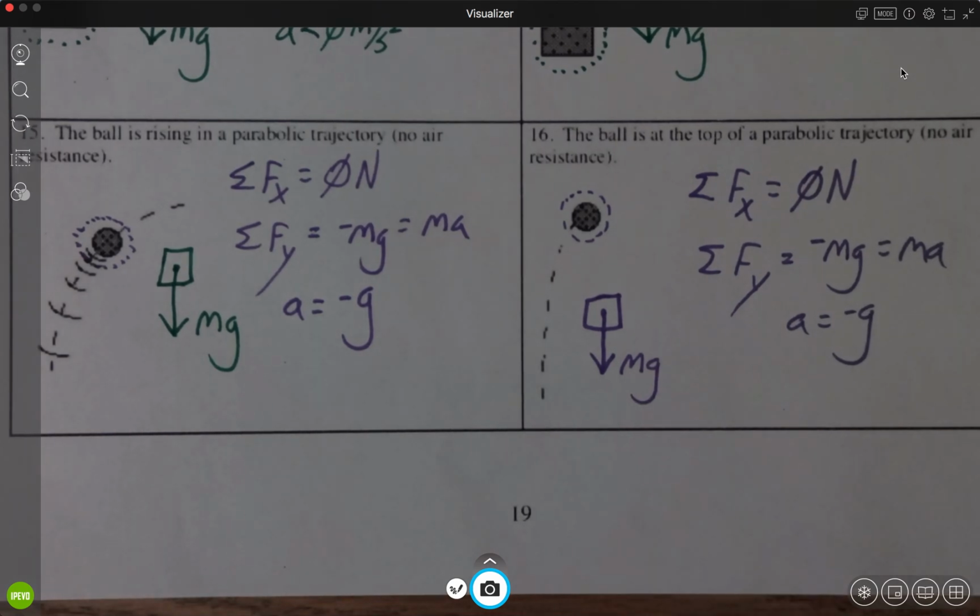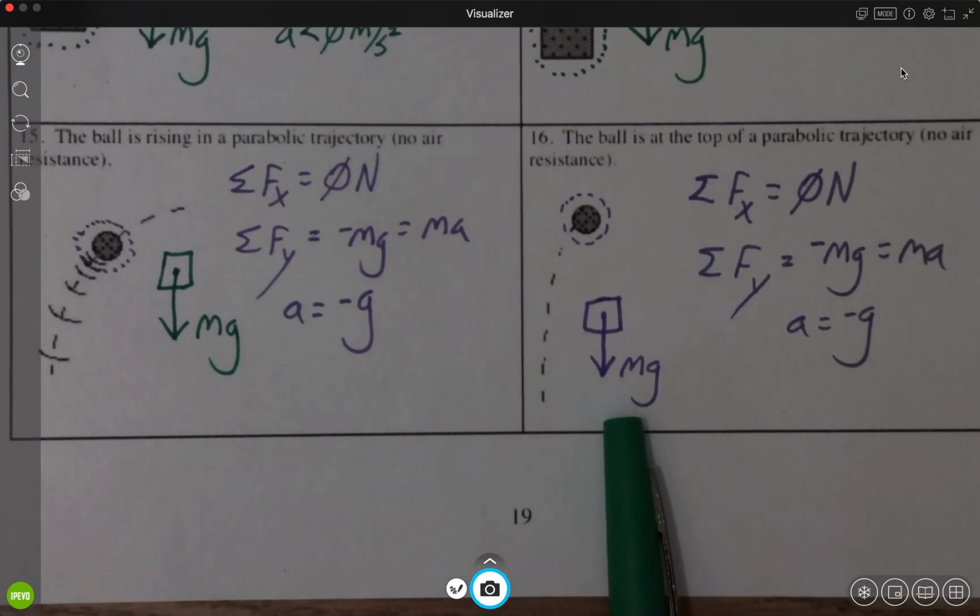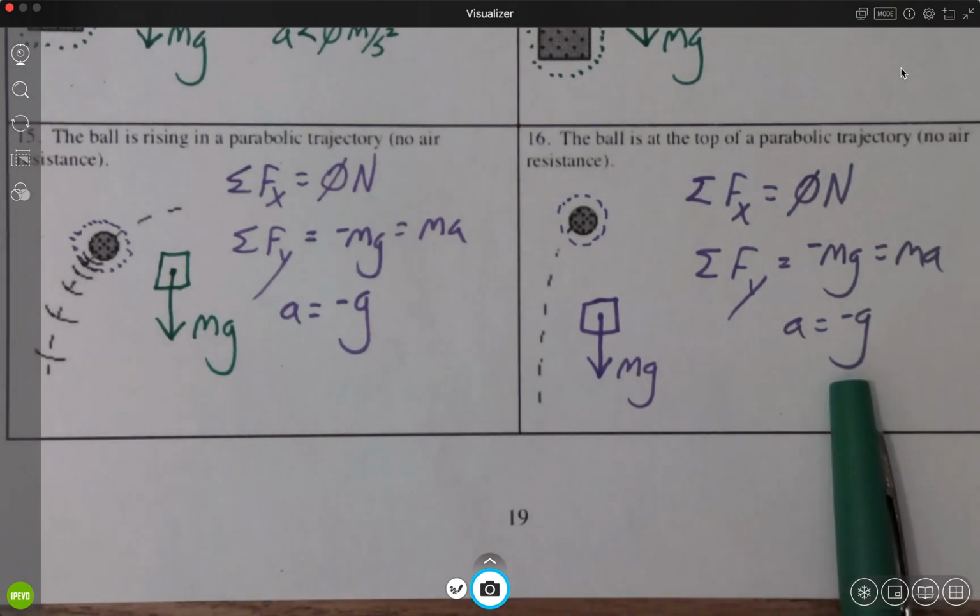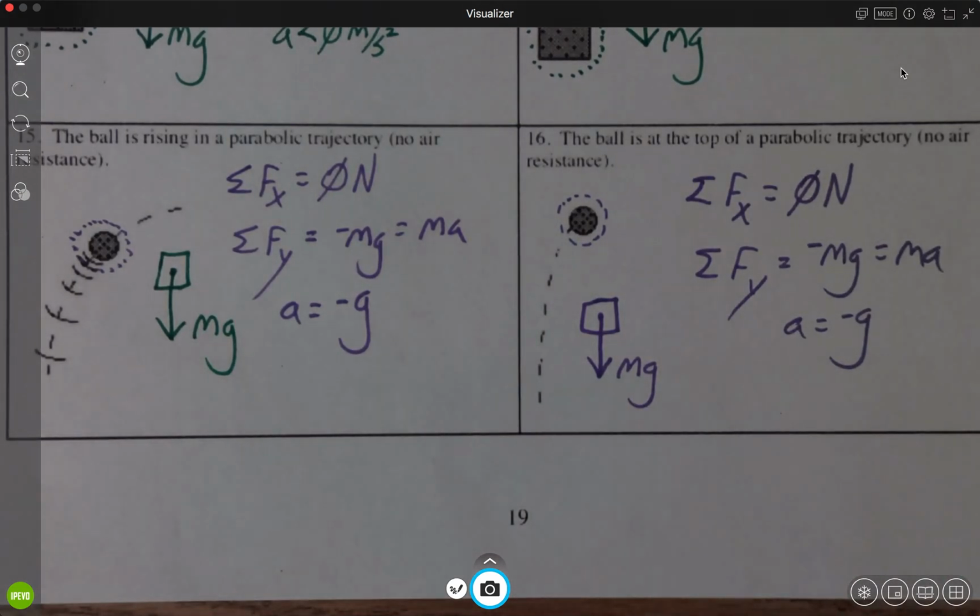The only force acting on this object while the ball is in the air, no matter its point in its path, is the gravitational force, causing it to have an acceleration at all times of negative g, negative 9.81 meters per second every second.